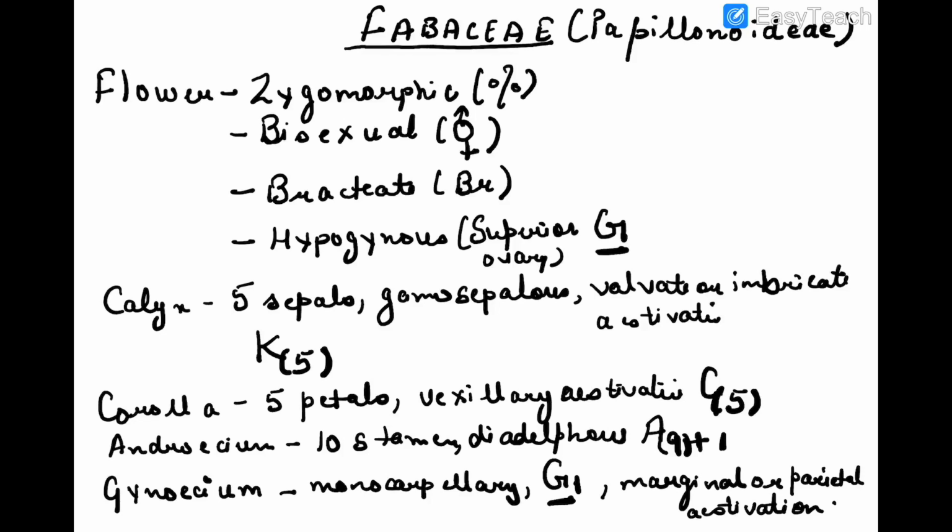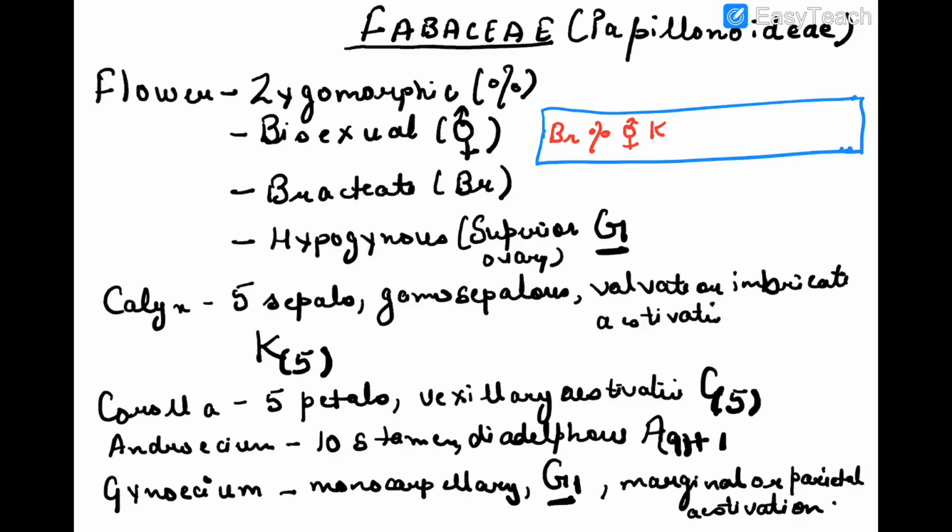So if we combine all of these, I am writing the floral formula here. First of all, bracteate BR, then percentage for zygomorphic. Bisexual is written like this. Calyx are 5 and they are fused, as we already know here. Corolla are 5 and they are also fused because it has vexillary aestivation of corolla.